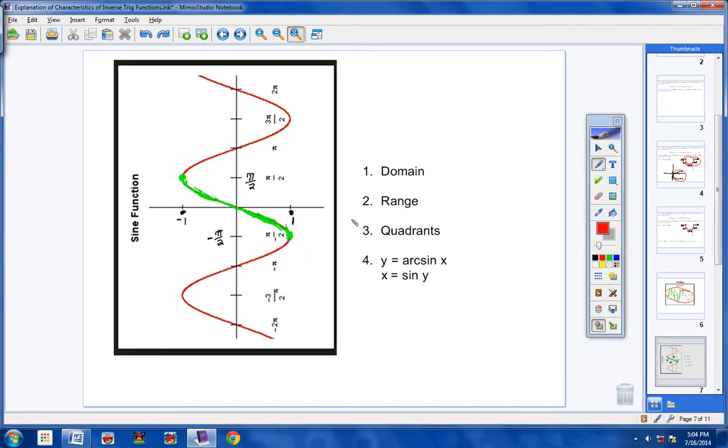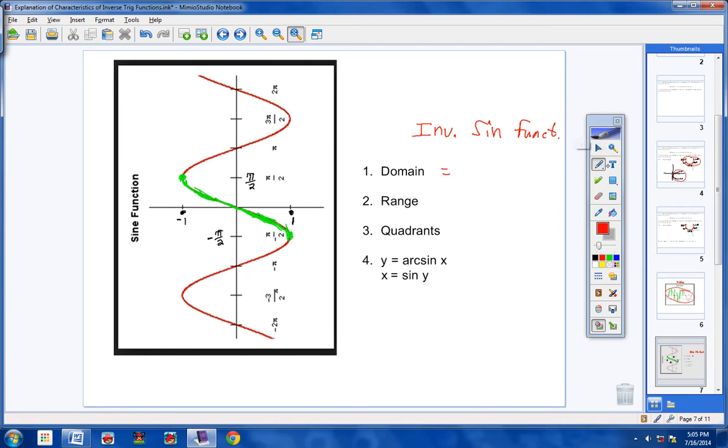So are you ready? Now we're talking about the inverse sine graph, or the inverse sine function. So write that in your notes, the inverse sine function. Write that down, and here are some characteristics you need to know. First of all, look at the domain. The domain is how far it goes from the right to the left.